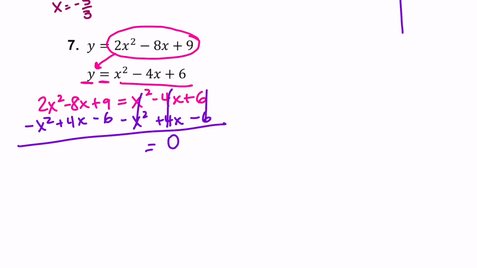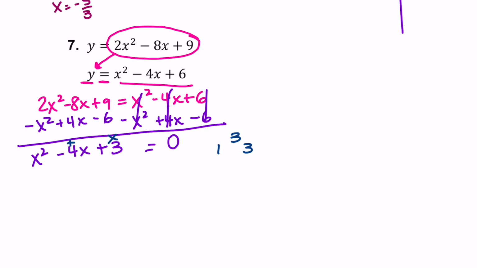2x squared minus an x squared is x squared. Negative 8x plus 4x is a negative 4x, and 9 minus 6 is a 3. This looks like it would be easy to factor. Two things that add to negative 4 and multiply to 3. We've got 1 and 3 as the only things that multiply to equal 3, but we want these two numbers to add to a negative 4.